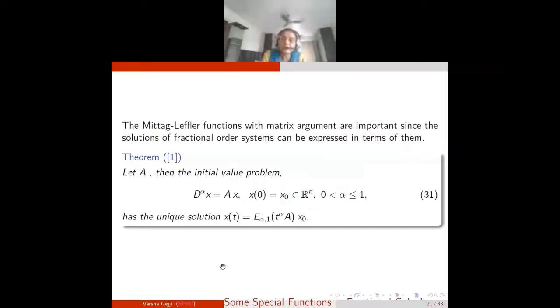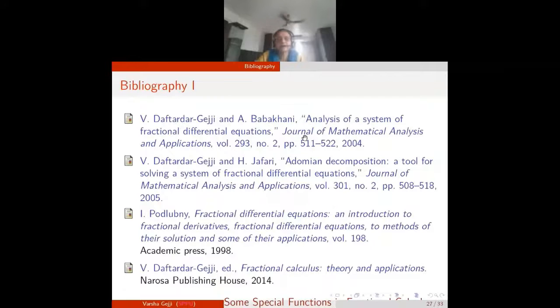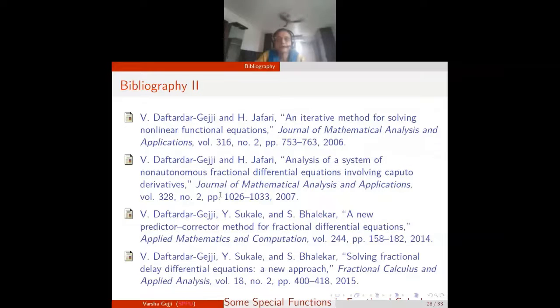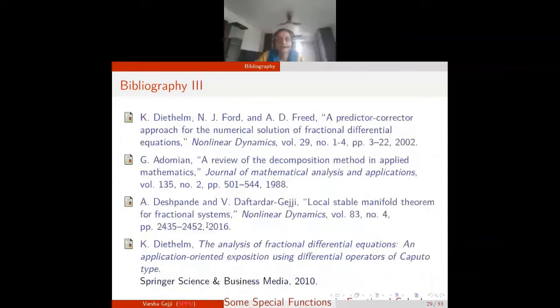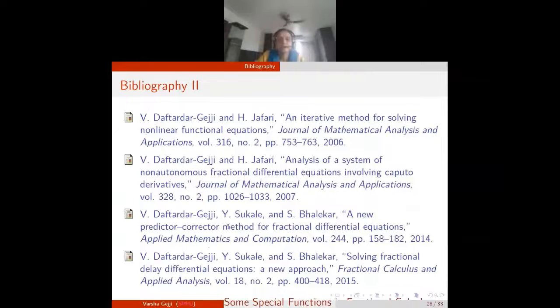Now let us come to the application of all the jargon that we have developed just now. Mittag-Leffler function with matrix argument is important, since the solutions of fractional order dynamical systems can be expressed in terms of them. So here is this result which we have proved. This one is our paper, analysis of system of fractional differential equation, published in 2004. There is a variety of papers we have published in this area. To that we can come later.